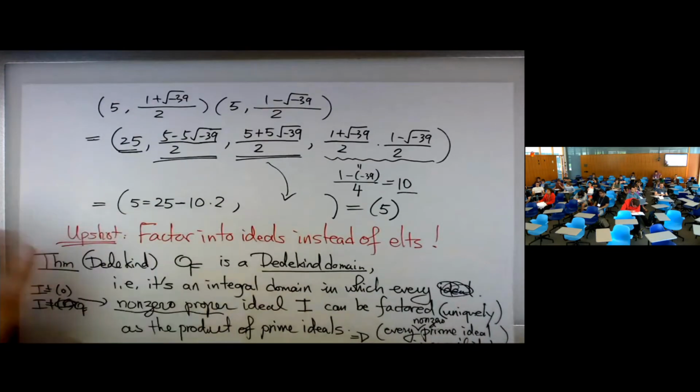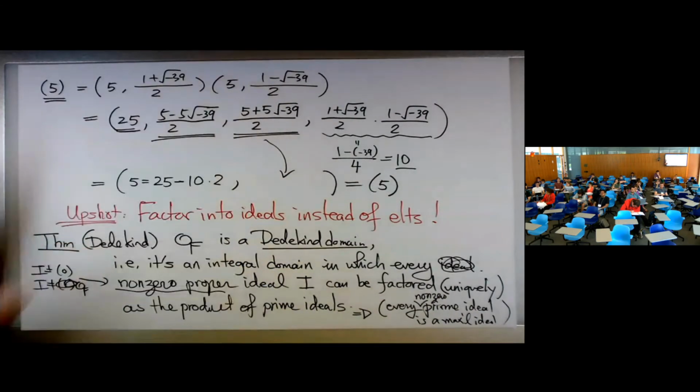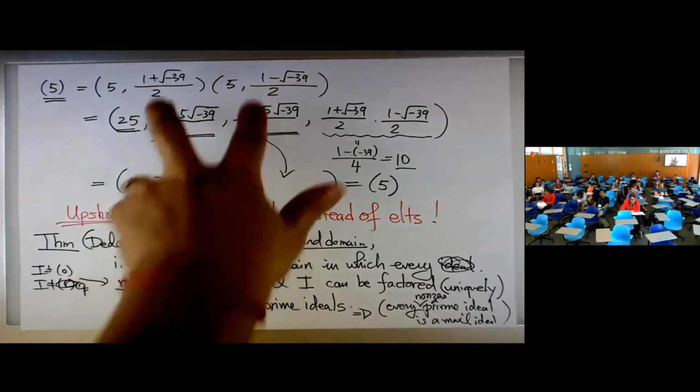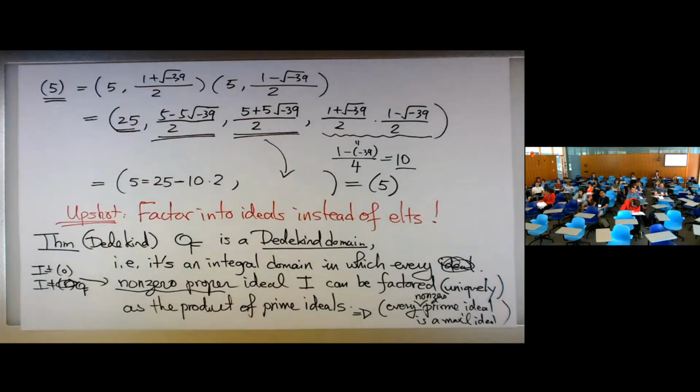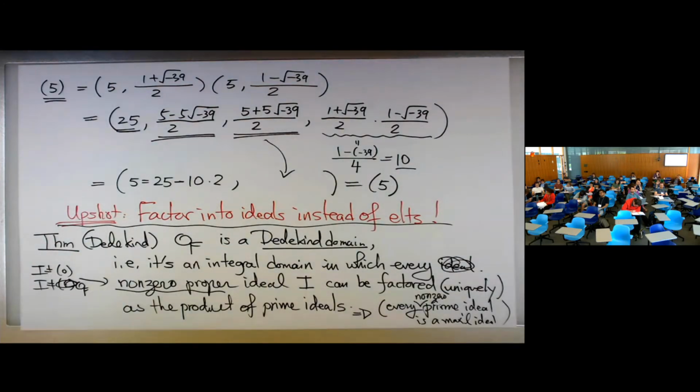So in this example, what I have is the factorization of the ideal 5 into two factors, and it turned out these two are prime ideals. So this is one of the factorizations you see. Again, I want to emphasize the upshot is that you want to factor things into ideals instead of elements. For number fields, for some purposes, working with ideals is better than talking about elements. Are there questions? Comments?